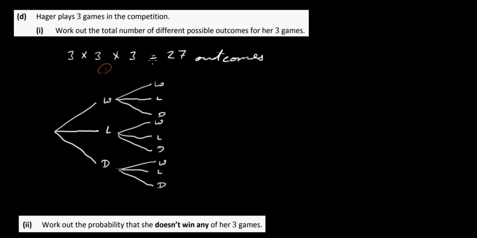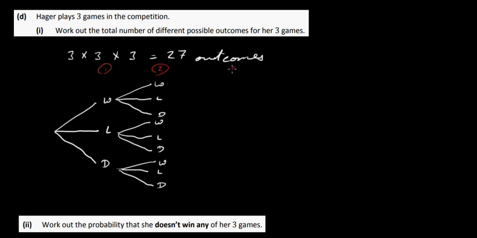So this is game number 2. So now she has 1, 2, 3, 4, 5, 6, 7, 8, 9 possibilities, 9 outcomes so far. Win, win, win, lose, win, draw, lose, win, lose, lose, lose, draw, draw, win, draw, lose, draw, draw. So there are 9 outcomes so far. But we're asked to look at 3 games.